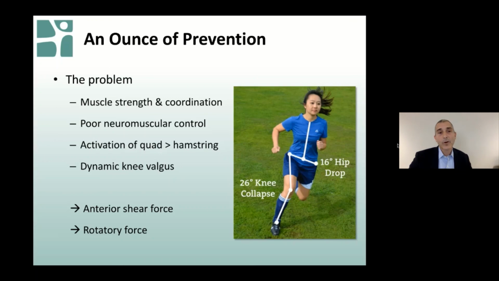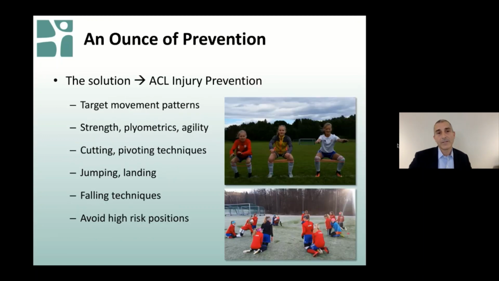We've talked about the problem of biomechanics and neuromuscular control in our young patients, particularly in our young women. There are deficiencies in muscle strength and coordination. There's poor muscular control of the hip and knee joints. There's more activation of the quad relative to the hamstring, and there's more of that dynamic knee valgus that tends to exert shear force and rotational force on the ACL and often lead to a tear.